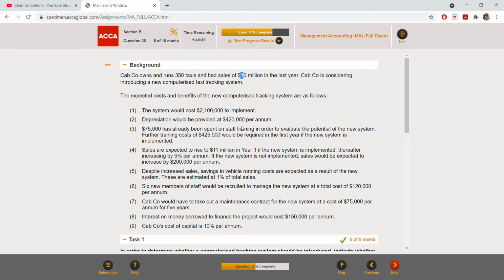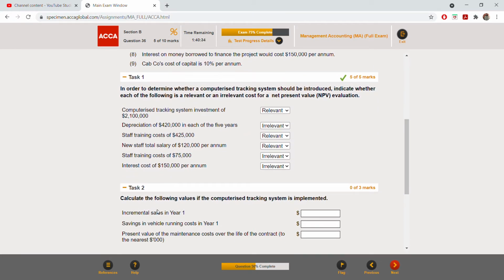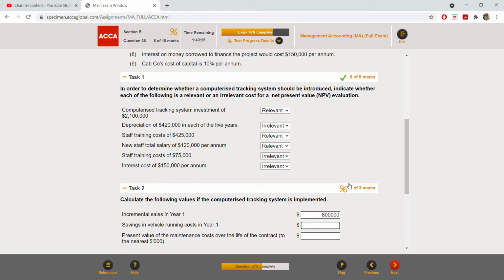Look at the question, they asked incremental sales. They didn't ask sales in year 1. So the difference between 11 million and 10.2 million is 800,000, which is correct. That's why you are getting 1 mark here.